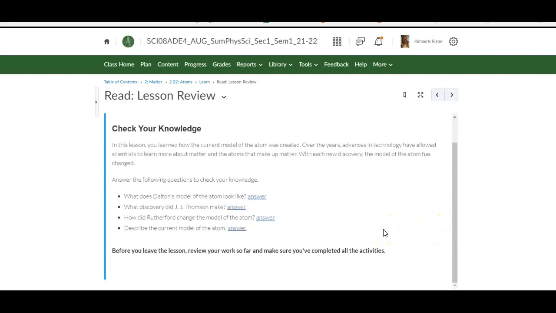All right, so wrapping up the lesson, let's check what we learned. You can answer the following. We know that Dalton's model, we know what that looked like. J.J. Thomson's was next, then Rutherford, and now the current model. So make sure you have an understanding of that in your notes.